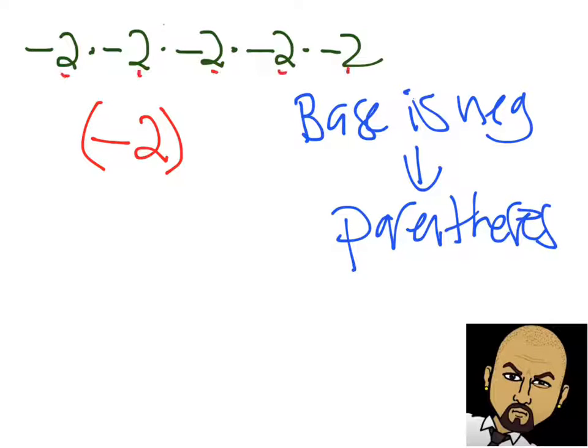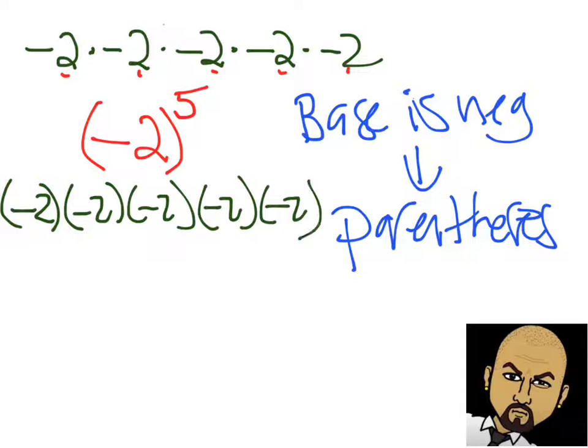Now we want to figure out how many times the base is used as a factor. In other words, how many times is negative 2 multiplied by itself? It's 1, 2, 3, 4, 5, and so your exponent is 5. Sometimes we write it as parentheses negative 2 parentheses, parentheses negative 2 parentheses, and so on, which we all know means multiply.